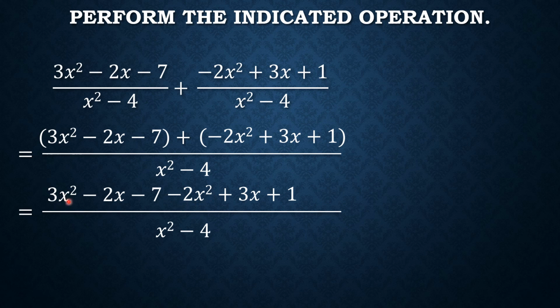So, 3x squared minus 2x squared is x squared. Negative 2x plus 3x is positive x. Negative 7 plus 1 is equal to negative 6, all over x squared minus 4. Take note, si x squared plus x minus 6 can be factored out.